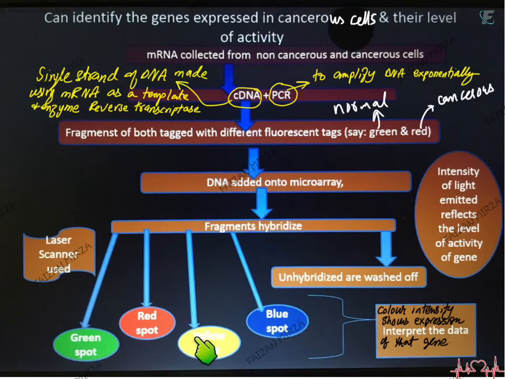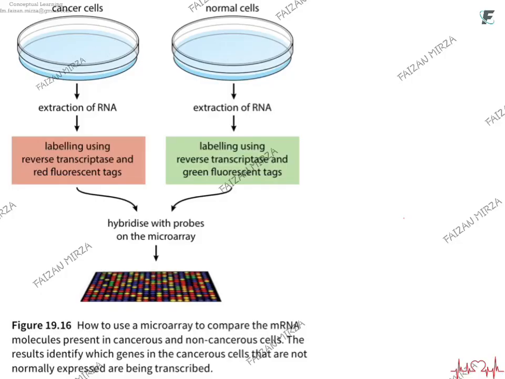Again, you will see four clear, distinct colors: green, red, yellow, and blue. You can interpret red to mean that the gene is present in the cancerous cell and not the non-cancerous cell. A green spot tells you that it's in the normal cell and not the cancerous cell. A yellow spot tells you that this gene is present in both the cancerous and non-cancerous cell, that it's expressed there, and a blue spot means that it's not represented in either cell. And the intensity of the color shows you the expression of the gene, how much the gene has been expressed.